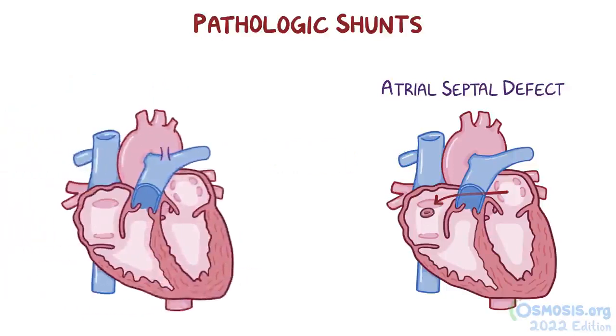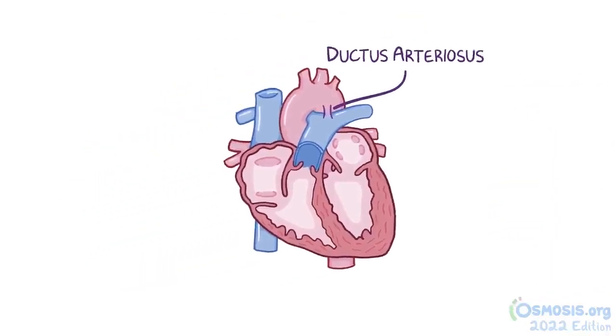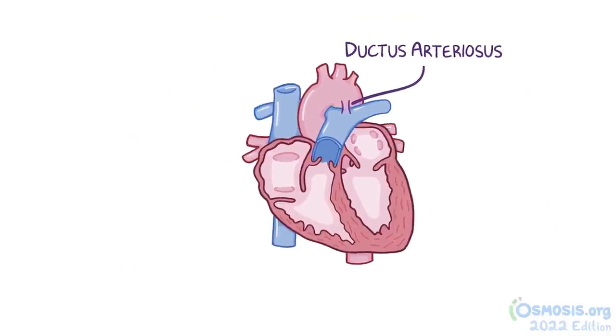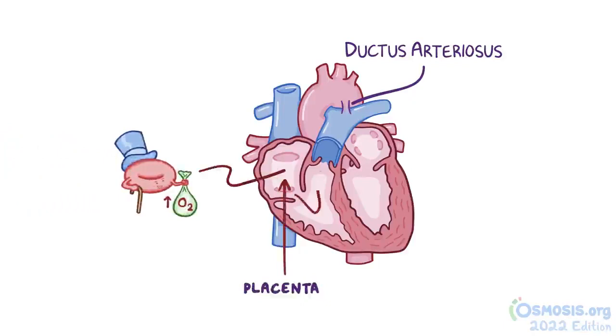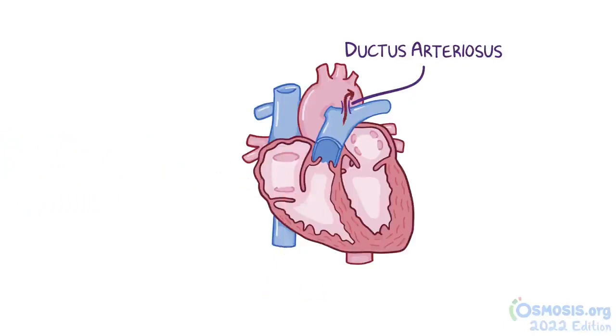Another type of left-to-right shunt happens with a patent ductus arteriosus. The ductus arteriosus is a fetal blood vessel that creates a pathway for blood to flow from the pulmonary artery into the aorta. During fetal development, this is important because the lungs are not working and are fluid-filled and compressed. So oxygenated blood coming from the placenta bypasses the lungs and goes directly into fetal systemic circulation. This pathway is supposed to close at birth and allow blood to flow normally from the right ventricle into the pulmonary artery and into the lungs.